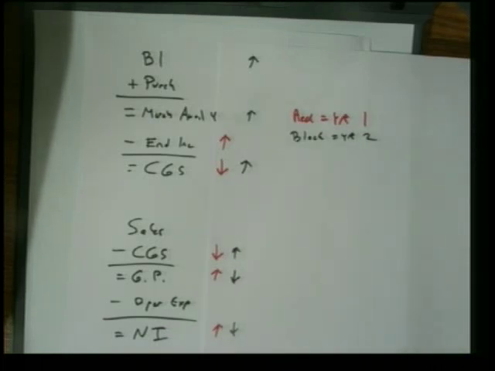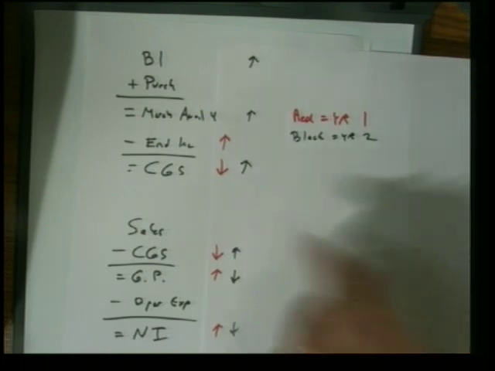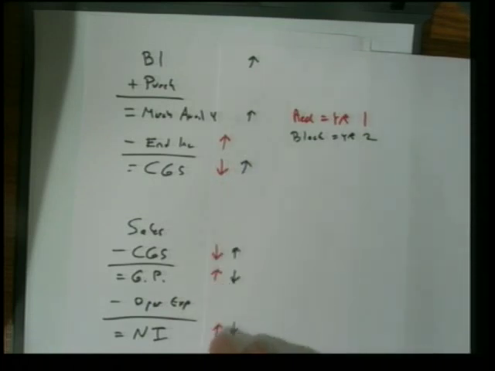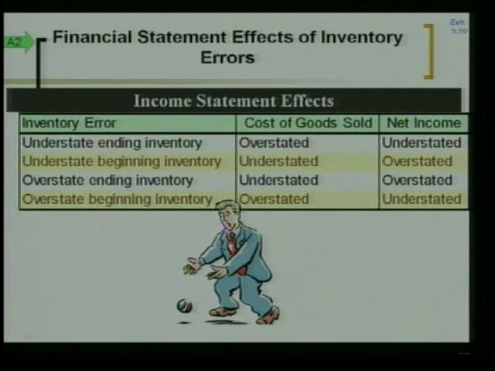The good news is if you make an error, it does what we call self-corrects itself after 2 years. Do you see how the cost of goods sold is offset here? How the net income effect is offset? Eventually, if you make an error, then it will self-correct itself after 2 years. It doesn't continue as a mistake for perpetuity. Okay? You with me?